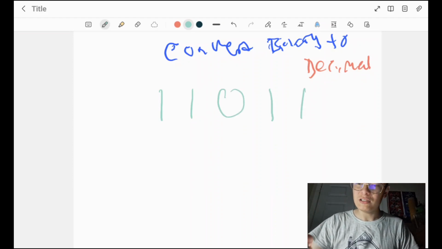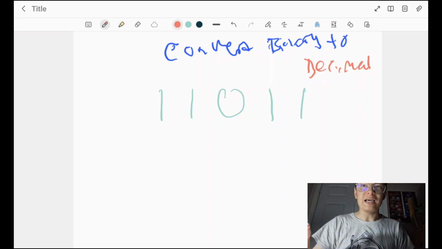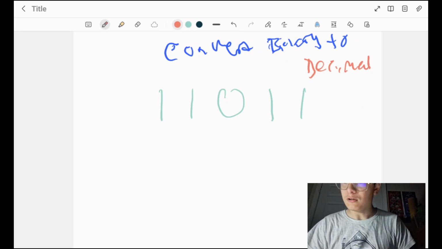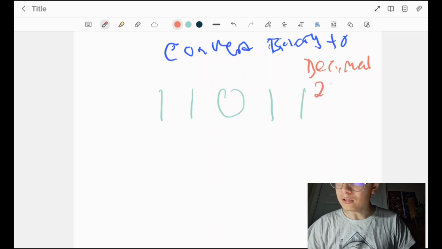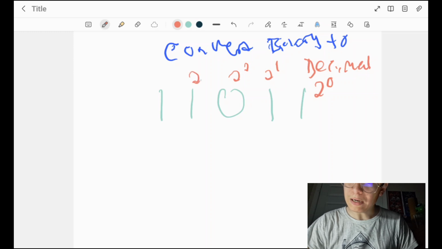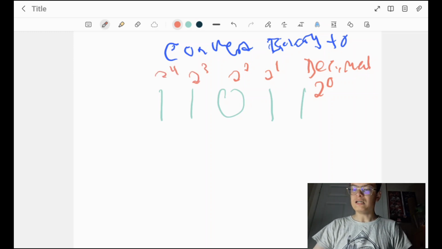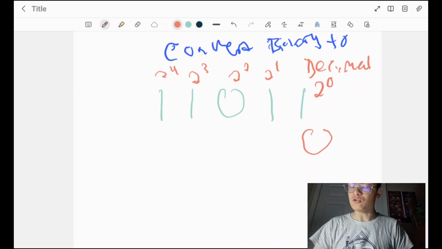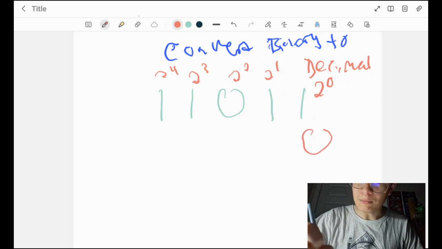In order to solve this, I'm going to change the color to red. We got to multiply each one by a power. So this one, we're going to multiply by 2 to the power 0, 2 to the power 1, 2 to the power 2, 2 to the power 3, and 2 to the power 4, okay? So now anything to the power of 0 would always be 0. Oh no, it's 1. Okay, so let me change it.